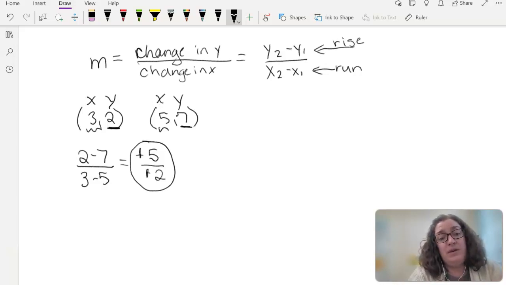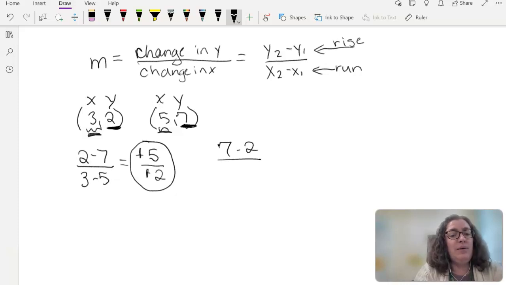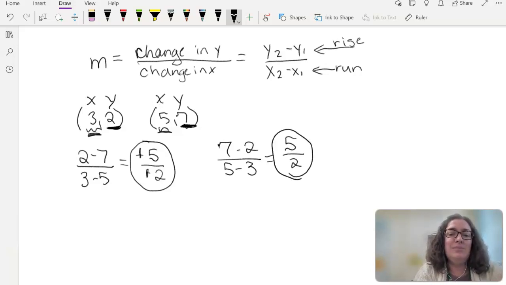Order matters when we find slope. And so if I start with the 2 first and subtract 7, then I need to start with the 3 to subtract 5. Where order doesn't matter is which point you start with. So if I had started with the 7 first minus the 2, 7 minus 2, and then I would do 5 minus 3. If you'll notice there, 7 minus 2 is 5, and 5 minus 3 is 2. I get the same slope of 5 over 2.